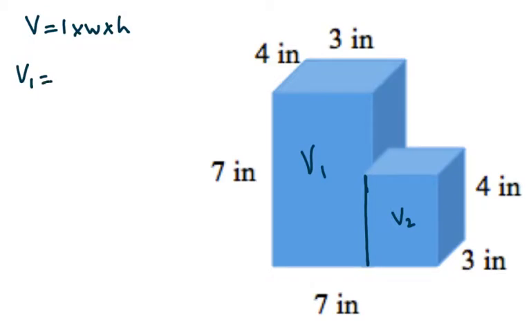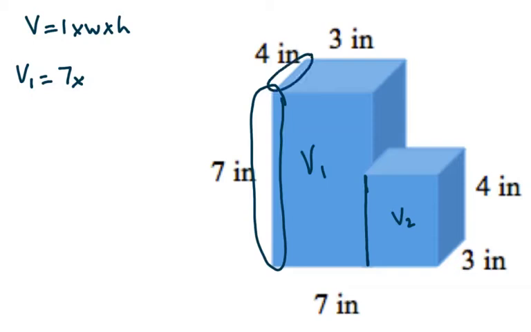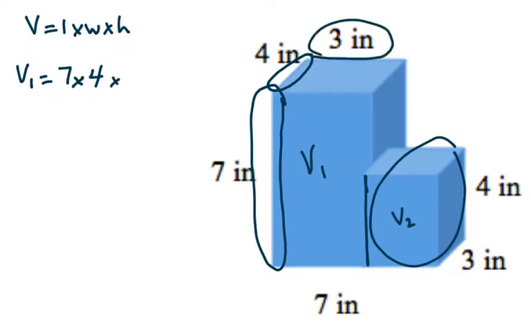In volume 1, my length is going to be this guy right here, 7 inches. My width is going to be this one right here, which is 4. And my height, and it's just kind of like flipping it on its side to think of these three, because it really doesn't matter. Multiplication can multiply in any order, so it doesn't matter what you consider length, width, and height, as long as you're not using any of the measurements from here. My height in this case, I'm going to say, is this guy right here, 3 inches. So in my first volume, I'm going to take 7 times 4 times 3.